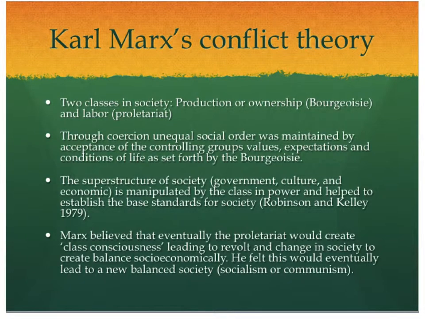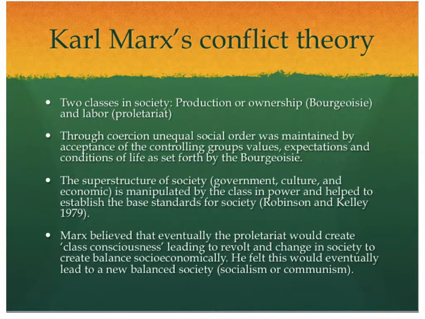Marx's conflict theory. There are two classes in society: production or ownership, which is the bourgeoisie, and the labor, the proletariat. People's relationship in society relates to these two levels in means of production. They either own the productive means, the bourgeoisie, or they labor for others, the proletariat. The wealthy or the production owners tend to hold political power, which they use to exploit the laborers. Through coercion, unequal social order is maintained by acceptance of the controlling group's values, expectations, and conditions of life as set forth by the bourgeoisie.